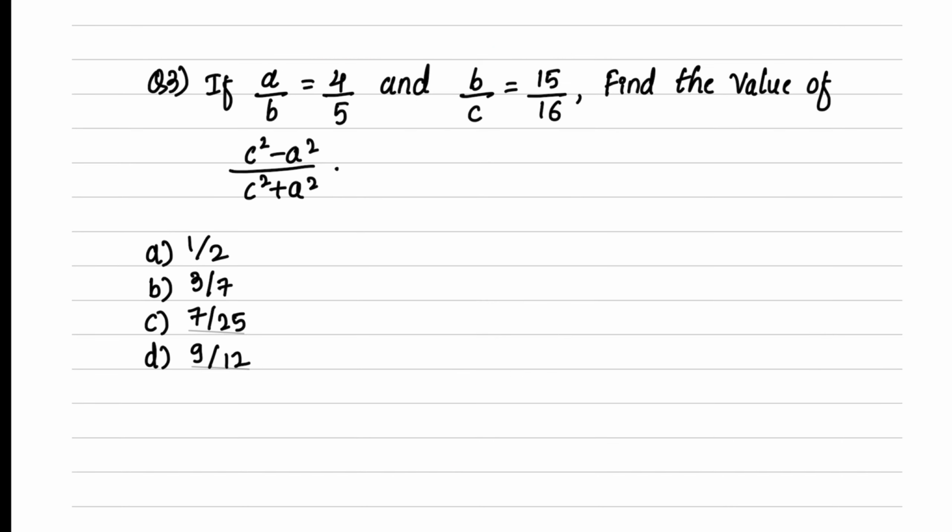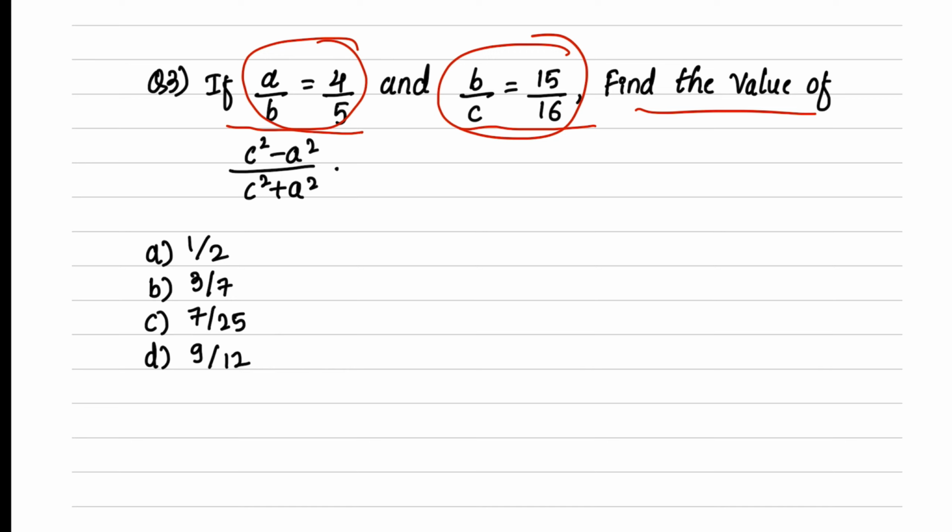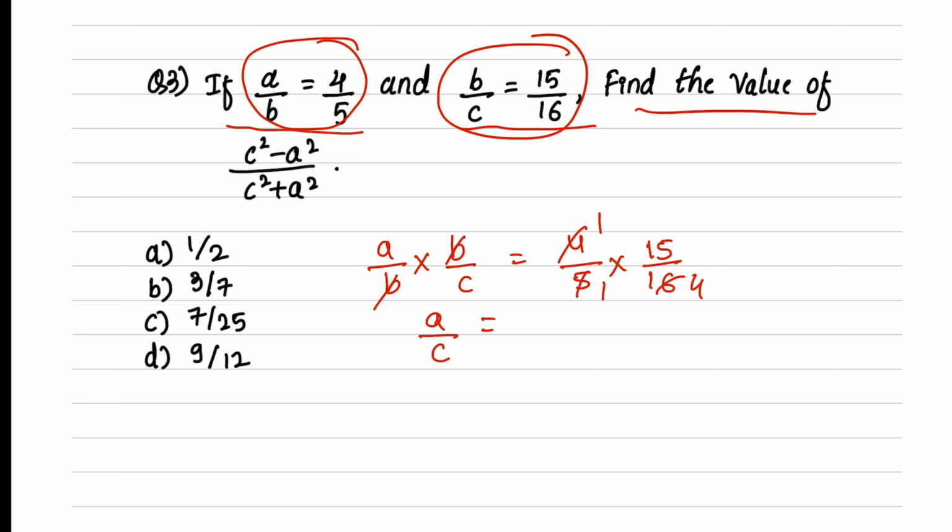See the third question. If A by B equal to 4 by 5 and B by C equal to 15 by 16, find the value of C square minus A square by C square plus A square. Now let us multiply these both values. A by B into B by C equal to 4 by 5 into 15 by 16. B cancels, so you will be left with A by C equal to 4 ones are 4, 4 5s are 20, 15 by 16... so 3 by 4. If you write in ratio form, that is A is to C equal to 3 is to 4.